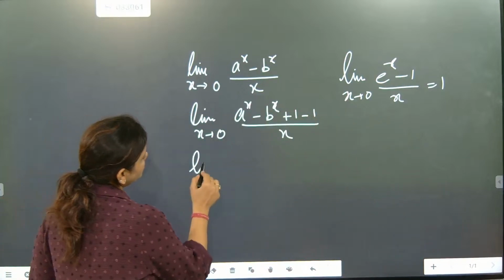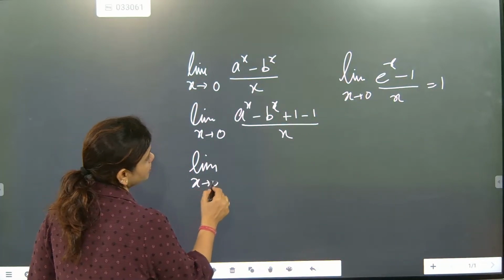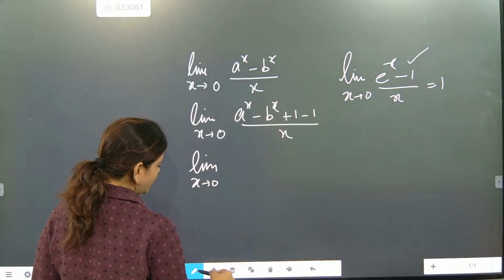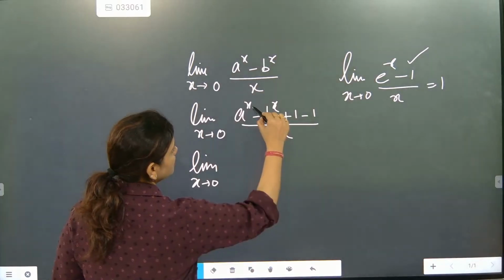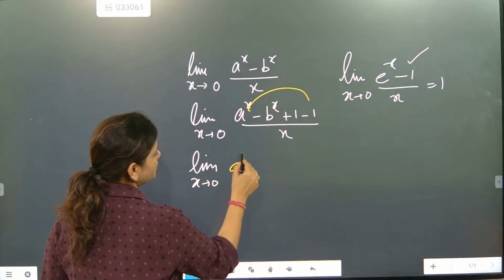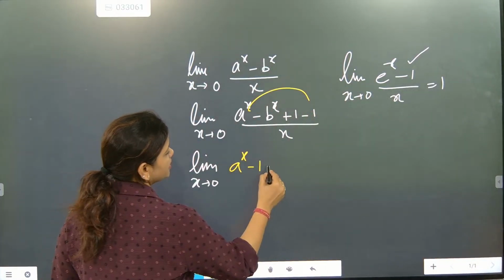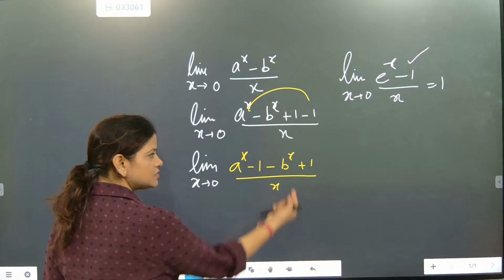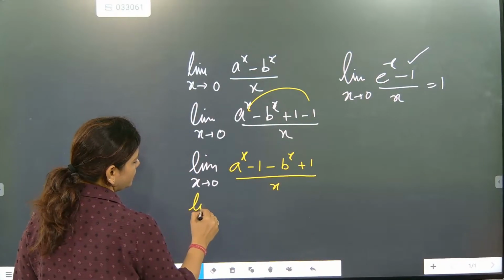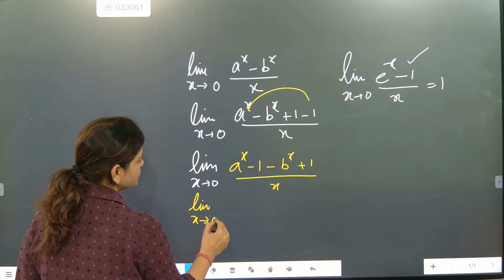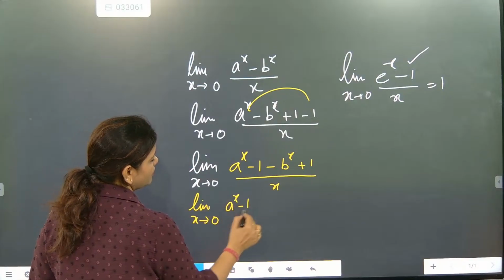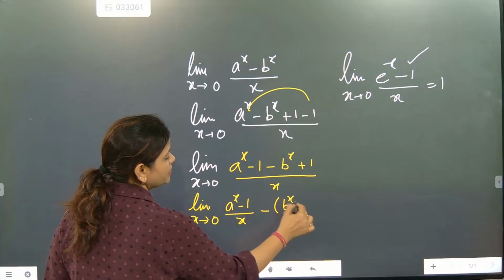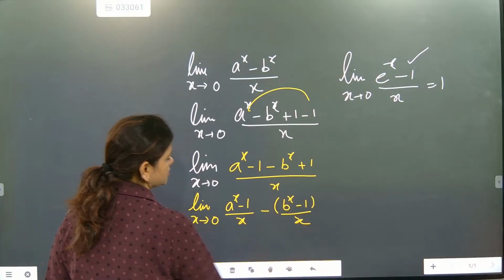Second step, what am I going to do? Limit x tends to 0. Our idea is minus 1. So I will take a to the power x with minus 1, so it will become a to the power x minus 1. Then here minus b to the power x plus 1 is there, over x. But this is not going with the formula yet, so we will do one more thing. Limit x tends to 0, it will become a to the power x minus 1 by x. Take minus common, then it will become b to the power x minus 1 by x.